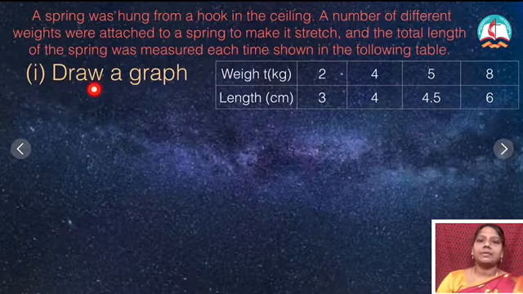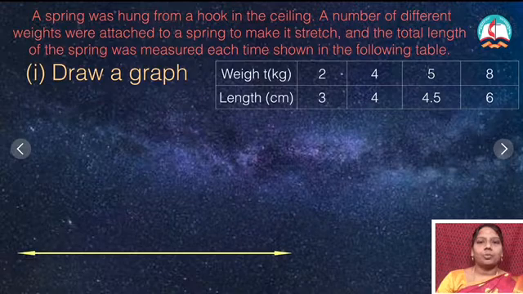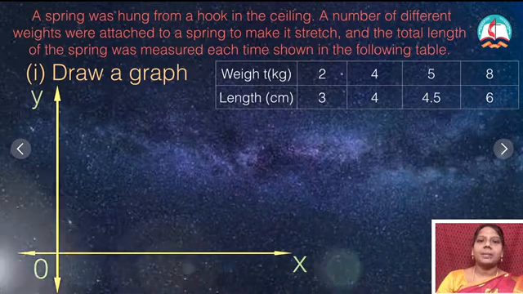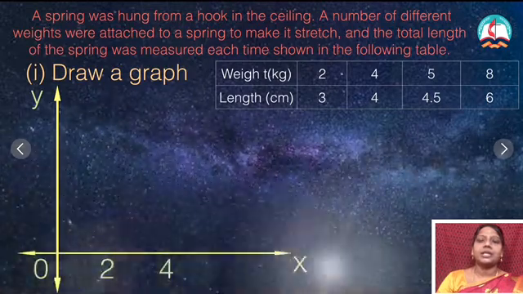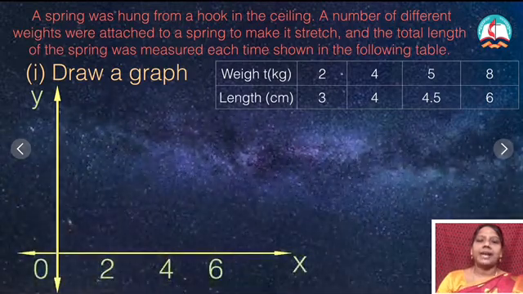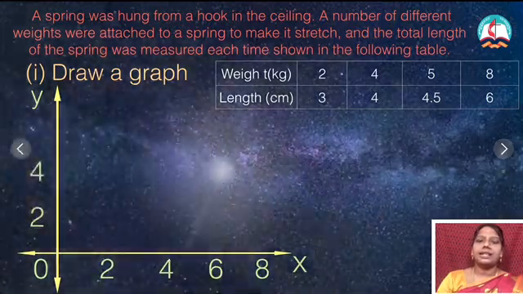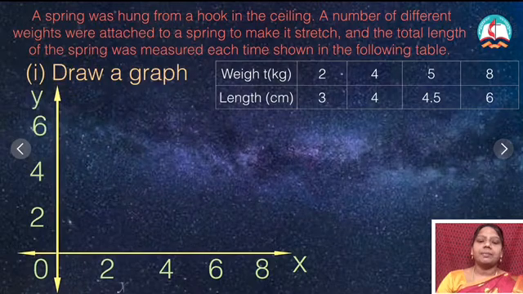The first one is we have to draw a graph. So we are taking x-axis, y-axis, and then the units. I am taking x-axis 2 units, y-axis also 2 units, because if you look at the table, 2, 4, 5, 8, mostly we are having even numbers. We are taking it in the form of 1 centimeter equal to 2 units. Now I am marking the points.